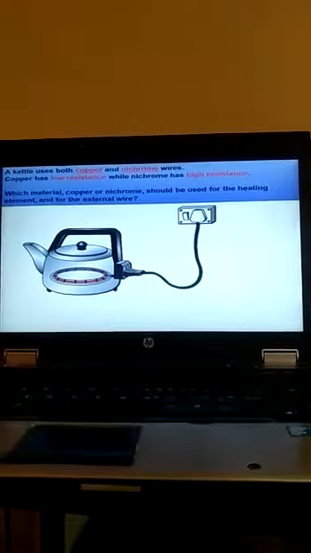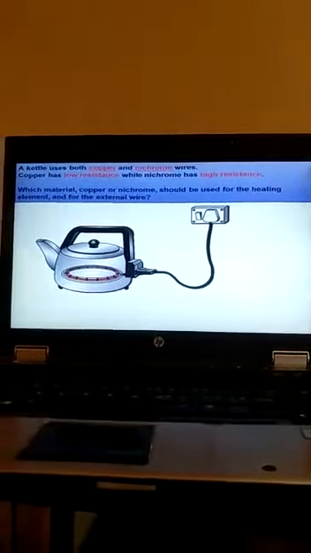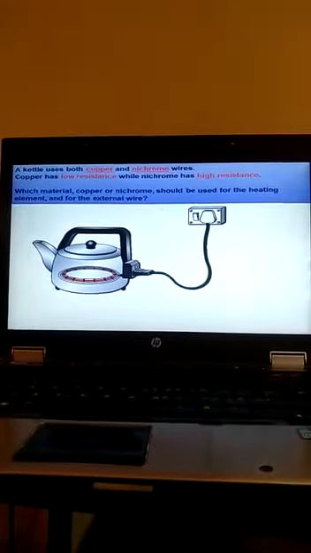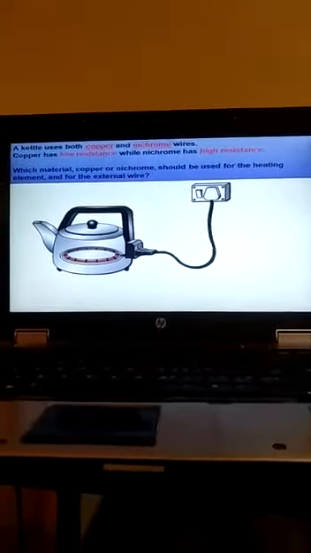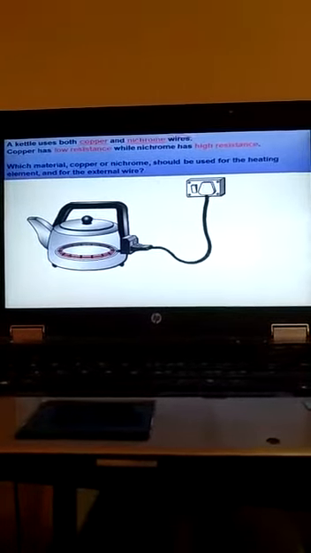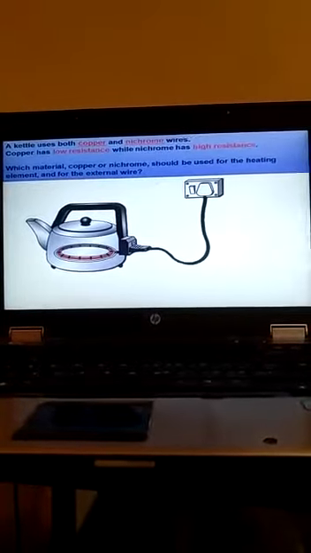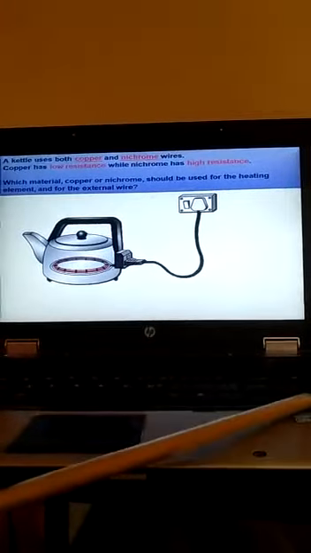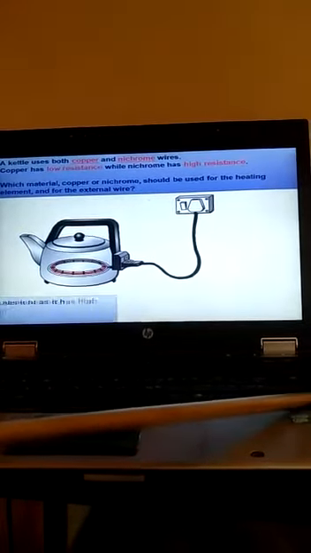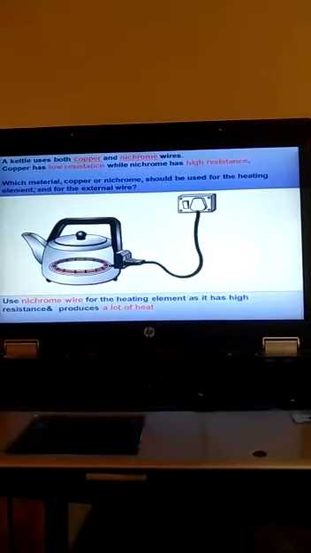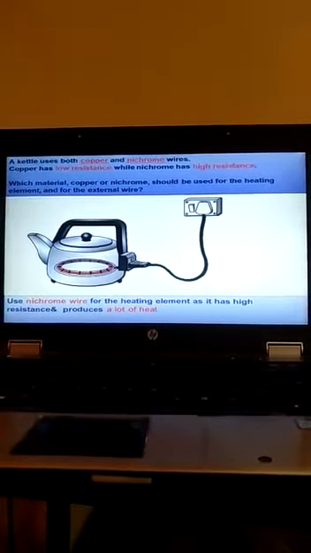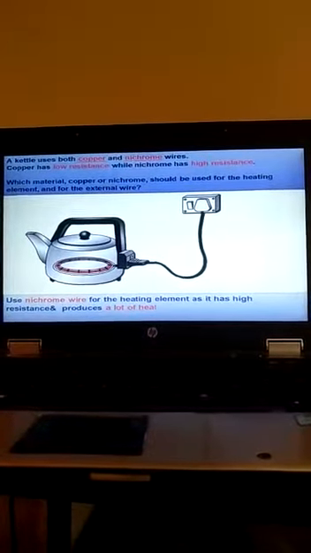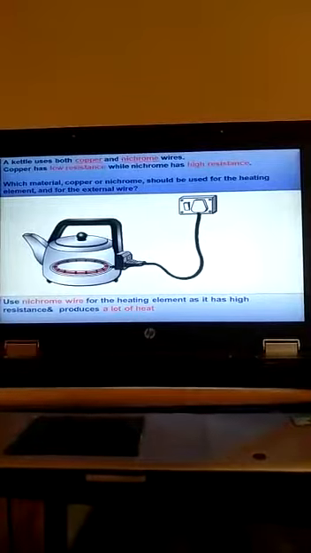A kettle uses both copper and nichrome wires. Copper has low resistance while nichrome has high resistance. Now the question arises, which material, copper or nichrome, should we use for the heating element, and why? Search for the answer and write it. The answer is we use nichrome wire as it has high resistance, so it will produce high heat.